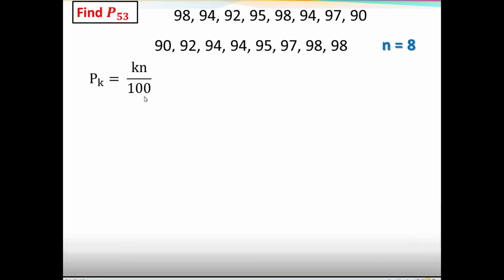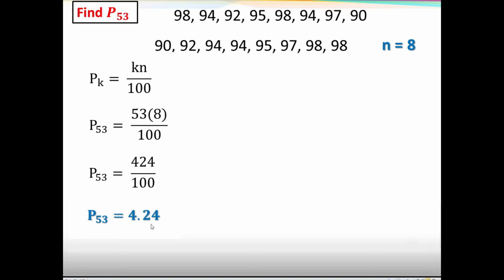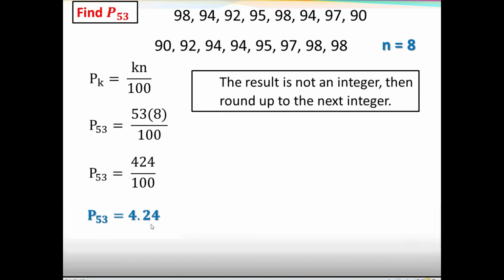So, substituting 53 and 8 in our formula, we have P sub 53 equals 53 times 8 over 100. Next step, 53 times 8, that's equal to 424. Divide 424 by 100 using your calculator, that's equal to 4.24. So, hindi na naman integer yung lumabas or a decimal number. Dahil decimal po ang lumabas, we will apply the first condition. The result is not an integer. Then, round up to the next integer.